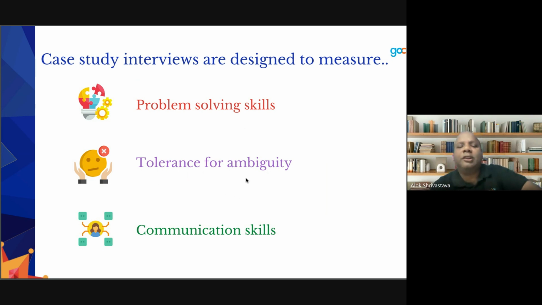Now, what do you mean by tolerance for ambiguity? As I said, there will be a lot of ambiguous situations wherein you'll be given a problem and you need to solve it. How do you behave in that ambiguous situation? How do you communicate in that ambiguous situation is what is being tested in the case study interview.